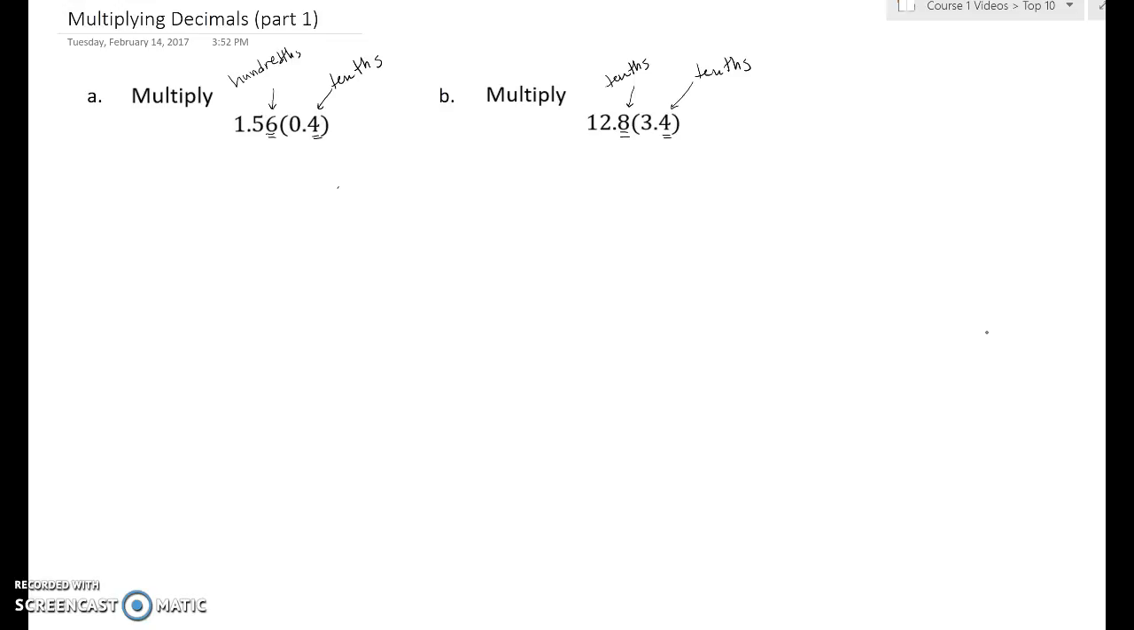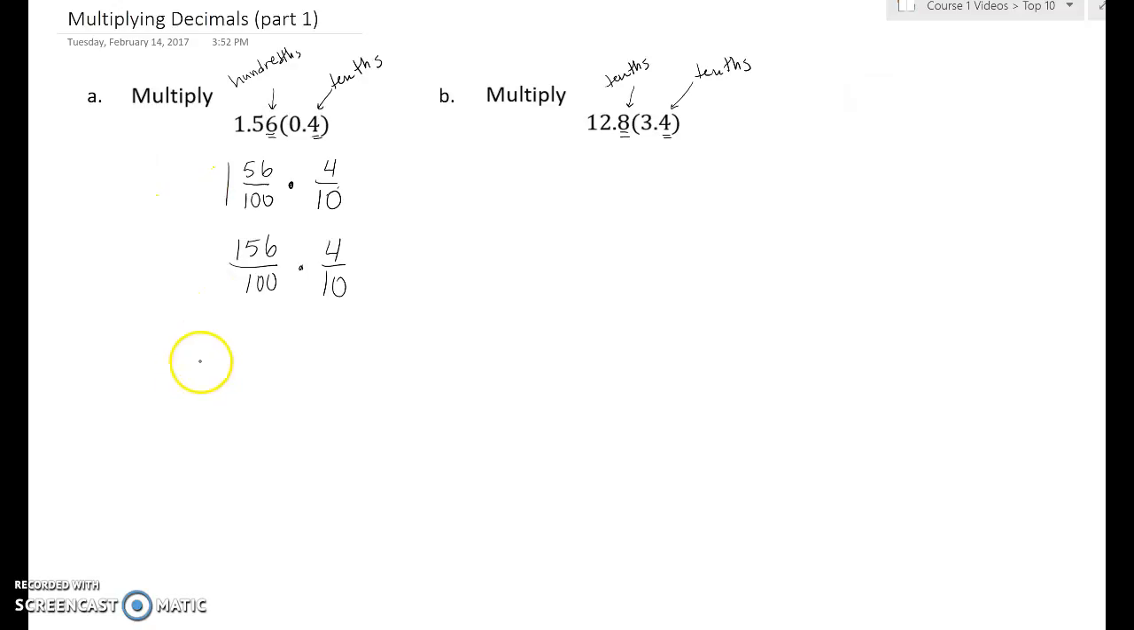So if I watch this, this is 1 and 56 hundredths times 4 tenths. Well, I don't particularly like to multiply with mixed numbers, so I'll change this. This is 100 hundredths. So as a fraction greater than 1, this is 156 hundredths times 4 tenths. So if I multiply 156 by 4, we'll deal with the decimal in a second.